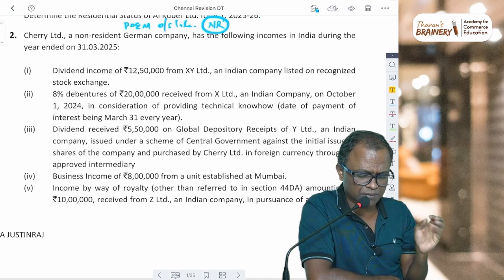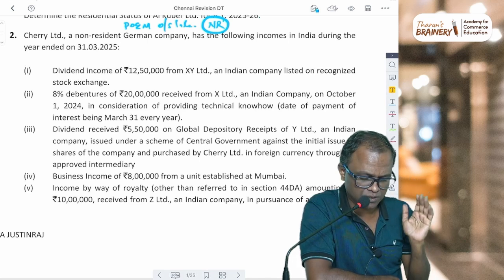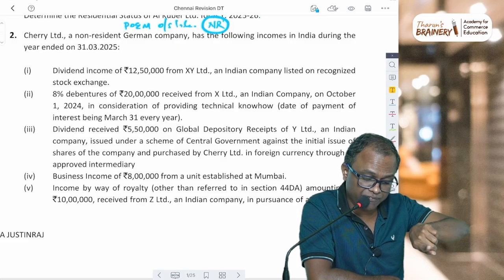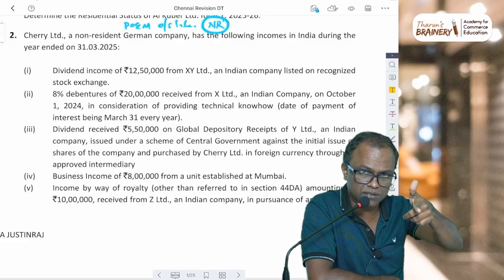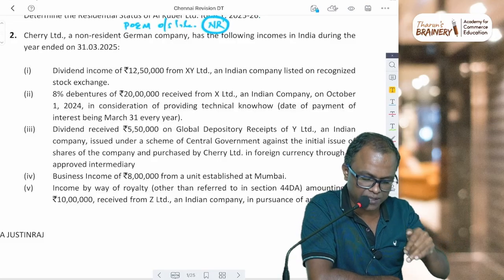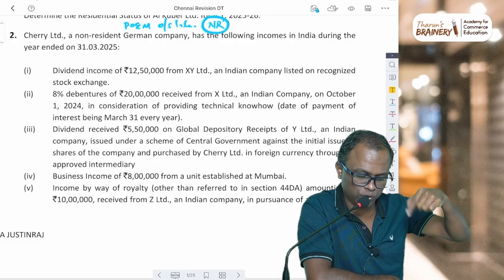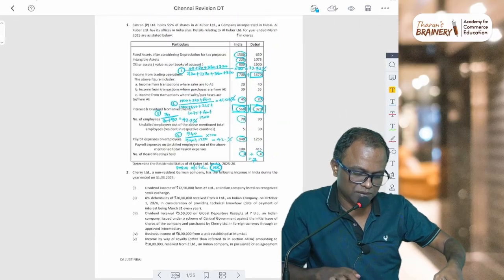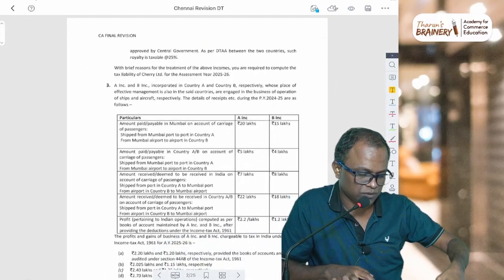Business income, they are saying business income. Okay, it's gross. Income by way of royalty amounting to 10 lakh received from Z Limited. Received, so that is also again net of TDS. So we have to gross up. So this income should be grossed up. Okay, so I will show the presentation, how it should be presented.